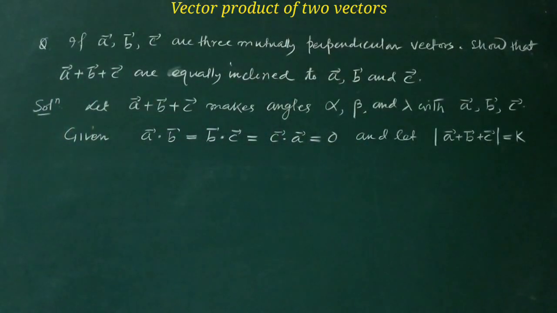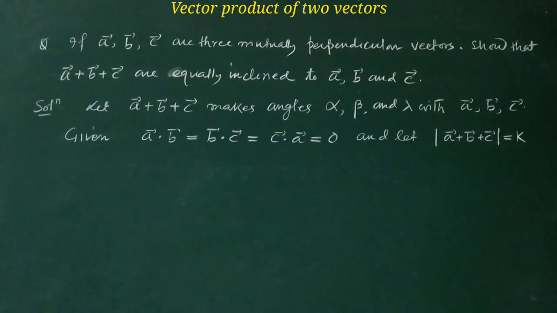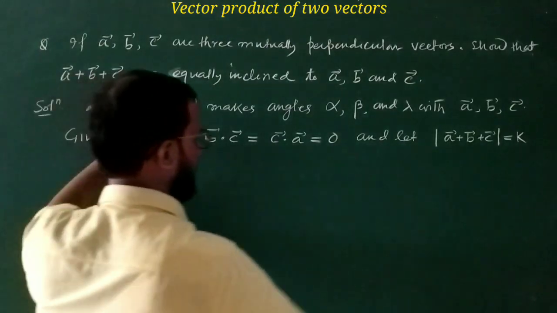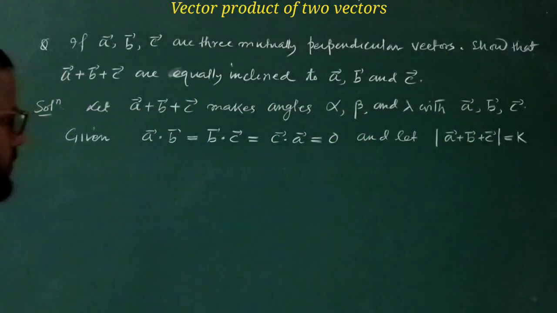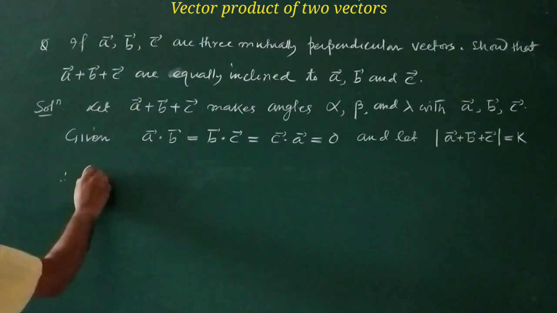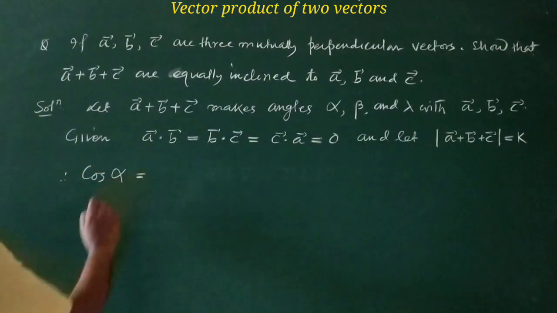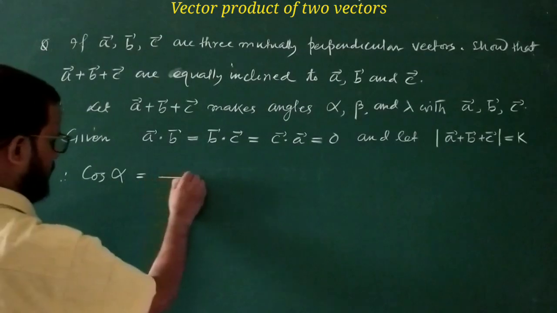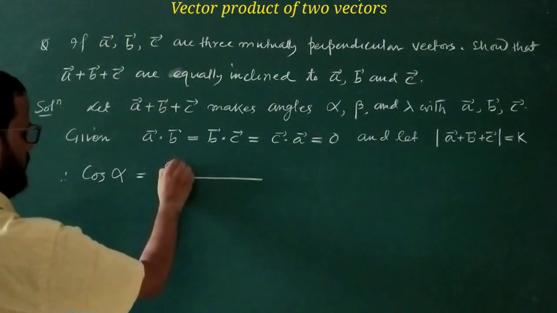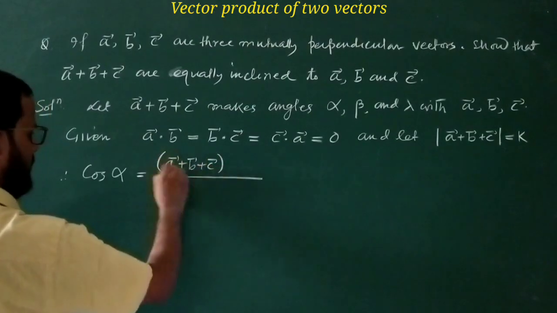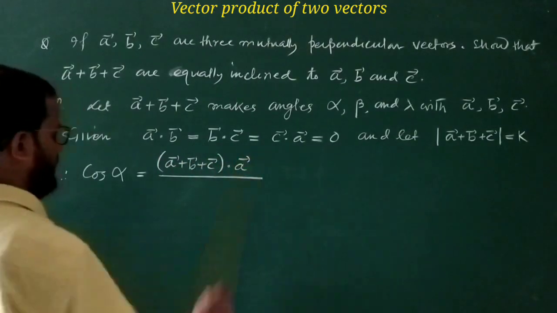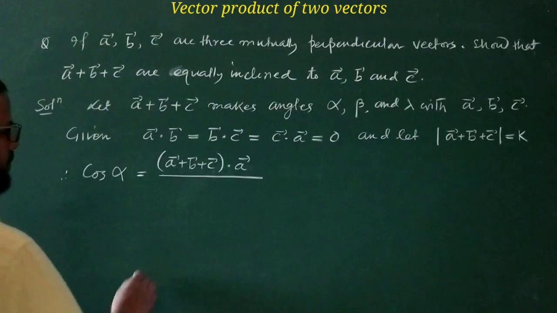Now since this vector and a vector makes angle alpha, we can write therefore cos alpha equal to a vector plus b vector plus c vector dot a vector divided by magnitude.